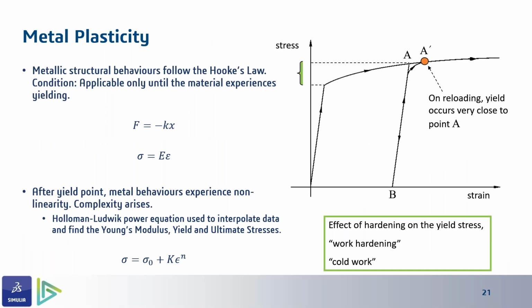So when we think about metal plasticity, we know that this is a point where Hooke's law cannot be followed anymore. So when we reach plastic points, we have to think about other complexities or other equations to use in order to interpolate or extrapolate those data. And one way you could do that is by using the Holloman-Ludwig power equations.